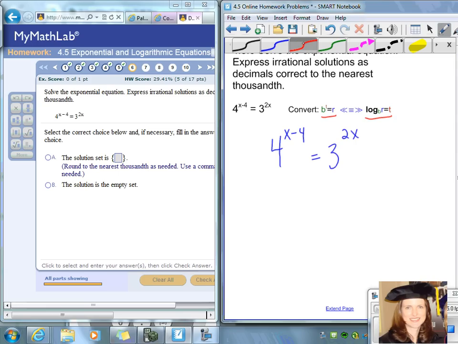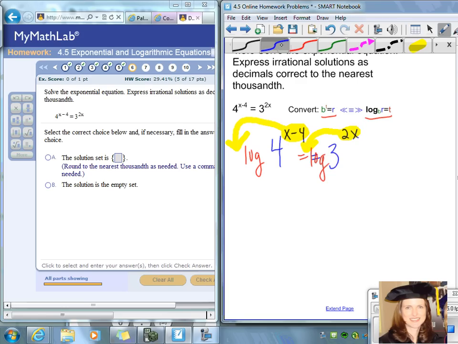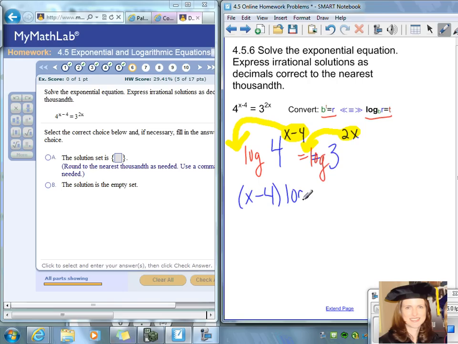So if I take the log of the left side and the log of the right side, let me write it like this. The log of 4 to the x minus 4 has to equal the log of 3 to the 2x power. Now using the properties of exponents, this power I'm going to bring out in front of the logarithm. This power I'm going to bring out in front of the logarithm. So we can rewrite this equation as x minus 4 times log of 4 equals 2x times the log of 3.